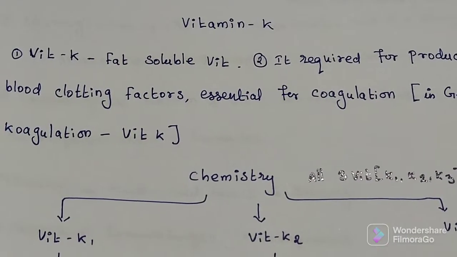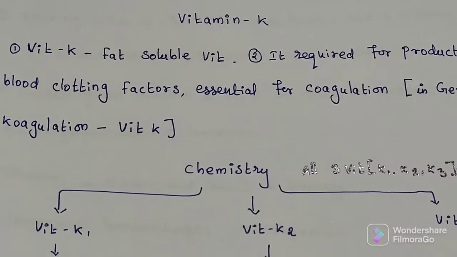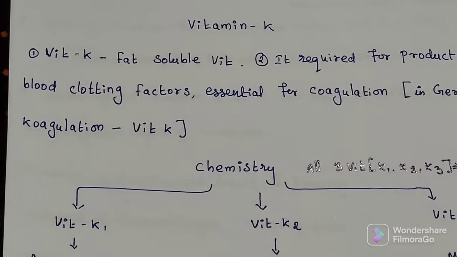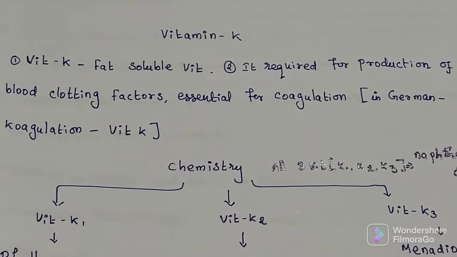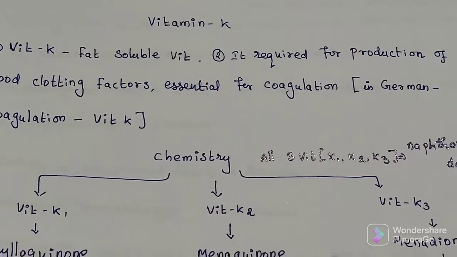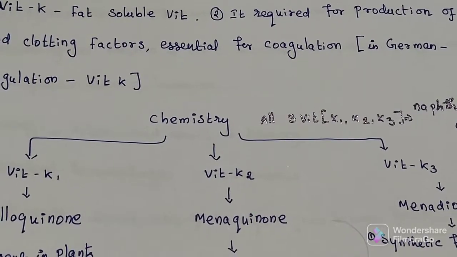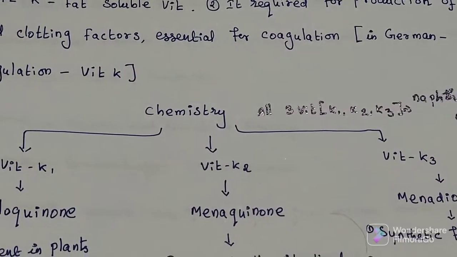Today's topic of discussion is vitamin K. K stands for coagulation in German, hence it is called vitamin K. It is a fat soluble vitamin. It is required for production of blood clotting factors, essential for coagulation. It has three forms, K1, K2 and K3. These are the three forms of vitamin K.